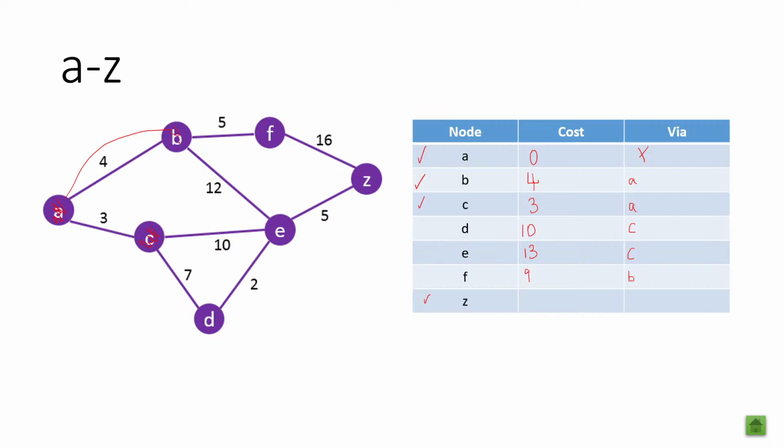We've visited all the nodes from B now. Where next? 10, 13, or 9. I have to look at this one. I'm at F now. F can get to Z only for a cost of 16 plus the 9. What's that? 24, 25?